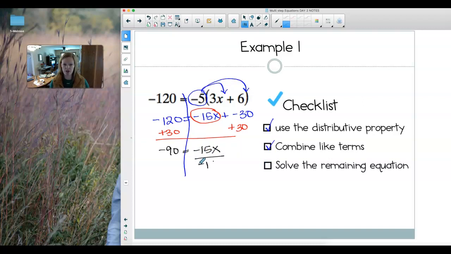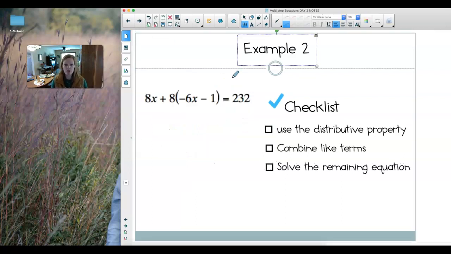Our last step is to solve the rest of this. We divide by -15. So we have x equals -90 divided by -15. 90 divided by 15 is 6, and since it's a negative divided by a negative, it's positive. So we end up with our answer of x equals 6. I've solved the remaining equation and I'm done. Now I am going to put an answer check on Canvas again so you know if you're doing your problems correctly or not. So example 2, and this will be where we end for the day.